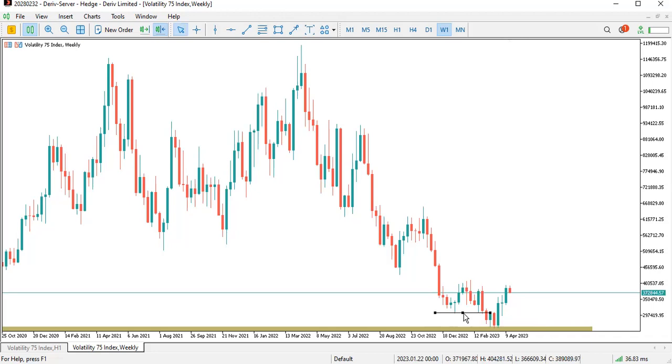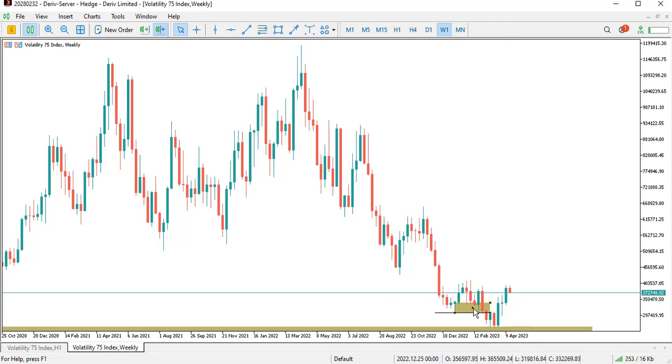Right here. So now, what do we have here? If things are like this, what do we have? After that, we had this breaker block here. First, we had this breaker block here, which is already mitigated here.